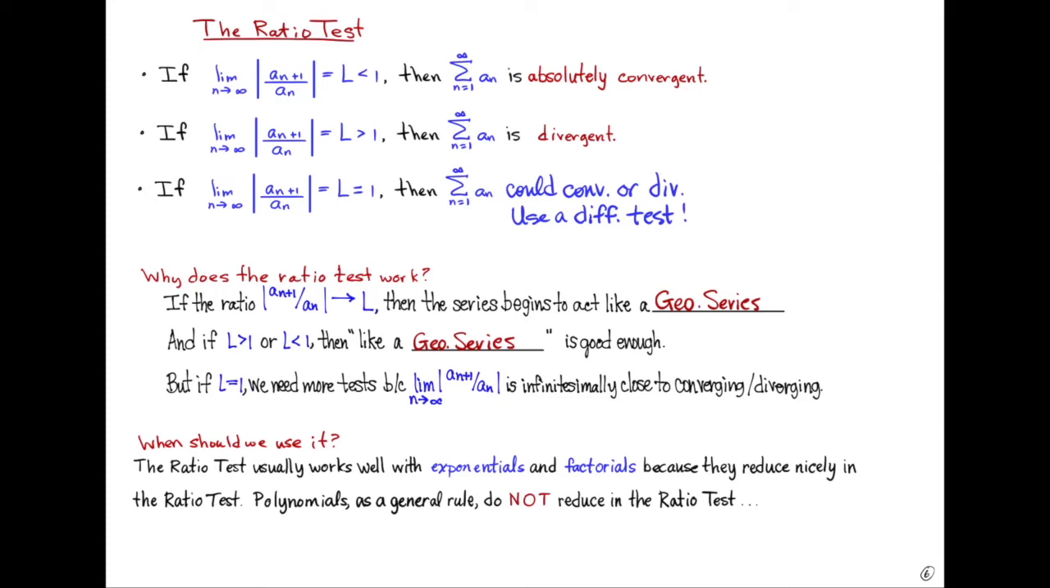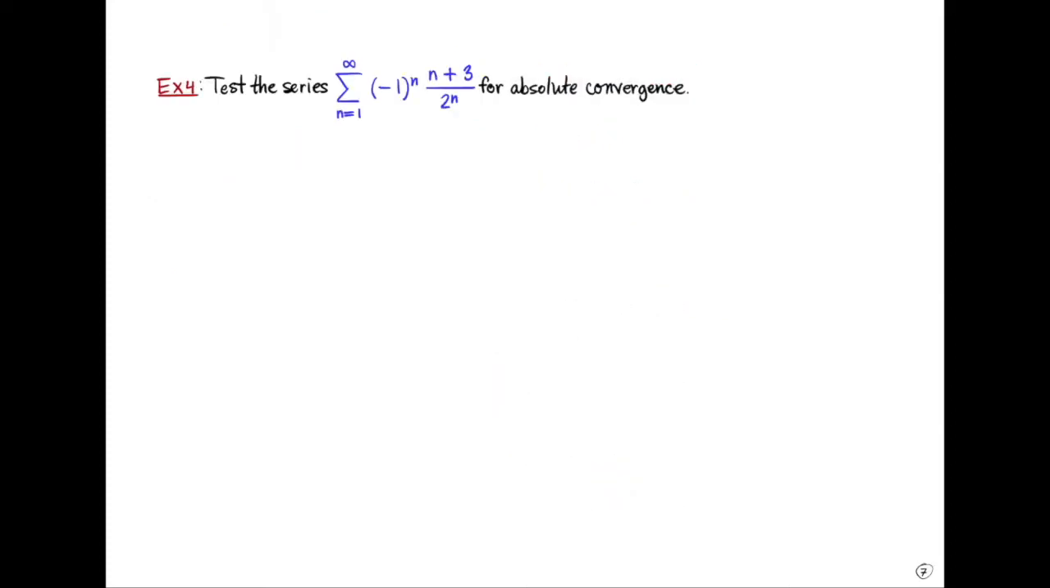So let's do an example. Here we have the alternating series -1 to the n times n plus 3 over 2 to the n, and we want to know if it's absolutely convergent. The denominator here, we have 2 to the n, and so that's an exponential, which is our clue to use the ratio test.